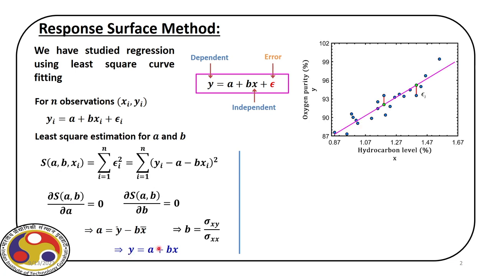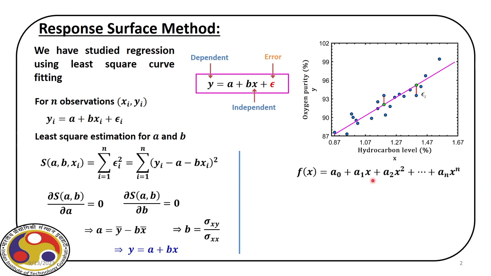If we go through the graphical representation, this is just an example where we measure the hydrocarbon level in percentage and the corresponding oxygen purity in percentage. These are just the data set, with x and y, and the blue dots are the observations. Through them we fit a straight line, and at every point we have a difference between the observed data and the model, and that is our error.